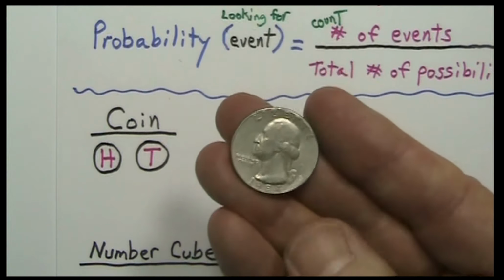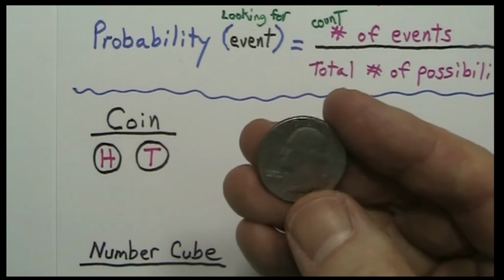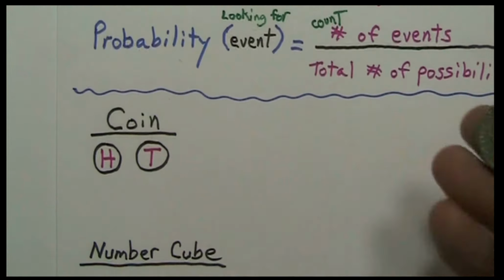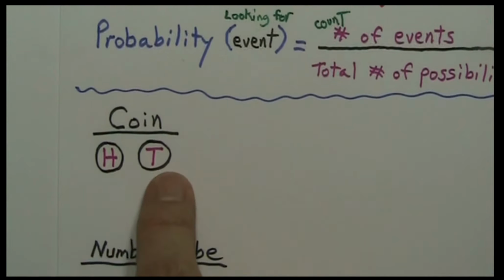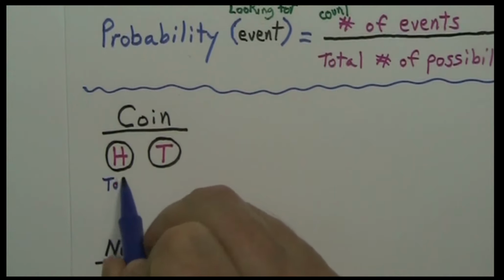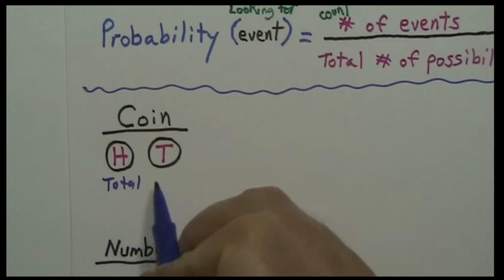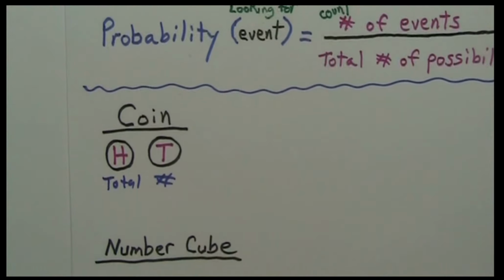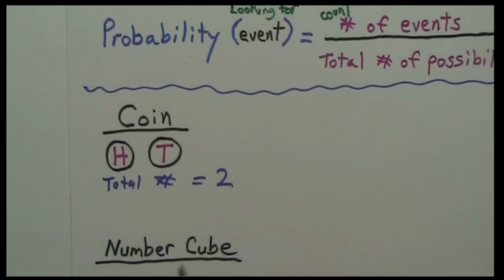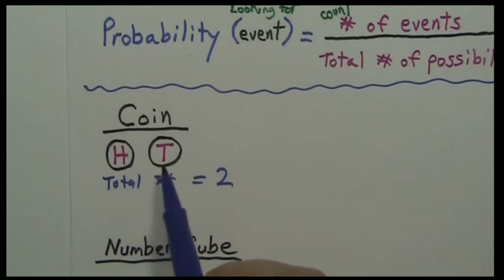Okay, so on a coin like this, you would have 2 possibilities. You have heads or you have tails. That's the total number, right? So I'm just going to write that down. That's the total number of possibilities. There's 2. It's either heads or it's tails.